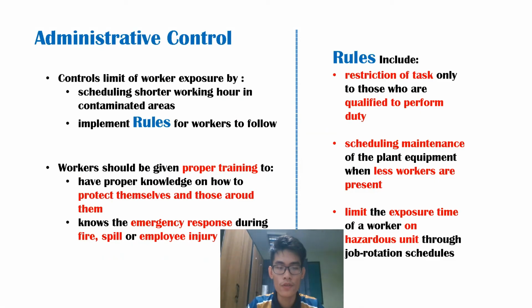Next, administrative controls limit workers' exposure by scheduling shorter working periods in contaminated areas and also by implementing a few rules for the workers to follow. Such rules include restriction of tasks only to those who are competent or qualified to perform the duty, scheduling maintenance of the plant's equipment when there are fewer workers, and limiting the exposure time of workers towards a hazardous unit through job rotation schedules. Workers should also be given training to ensure that they know how to protect themselves and those around them, such as emergency response towards fire, spill, and employee injury.